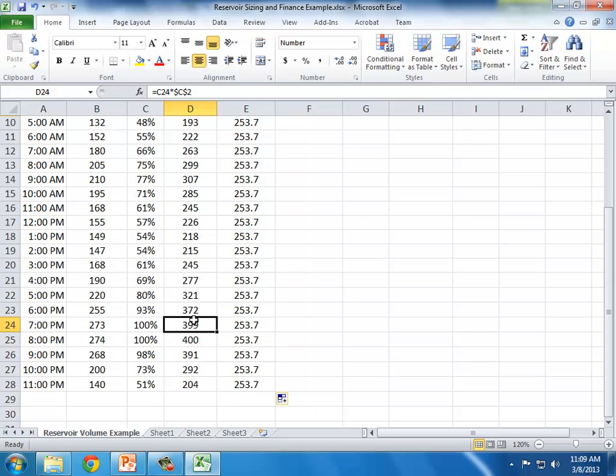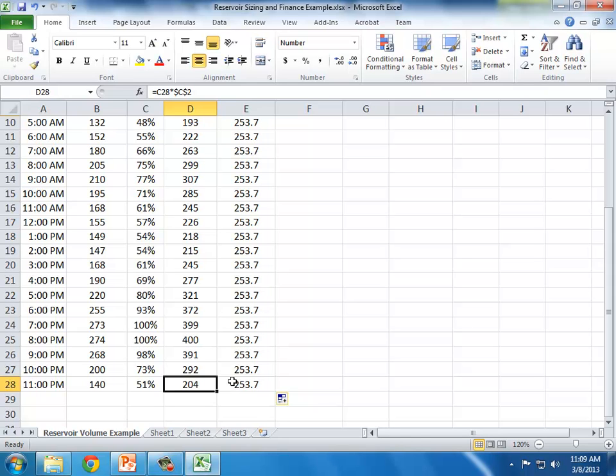And so I'll compare 7 o'clock. This is my flow rate out. This is the flow rate in. And so, no, it's still draining at 7. The reservoir is still draining at 8. Still draining at 9, at 10. But at 11 o'clock, finally the reservoir begins to fill because the flow rate in is greater than the flow rate out.